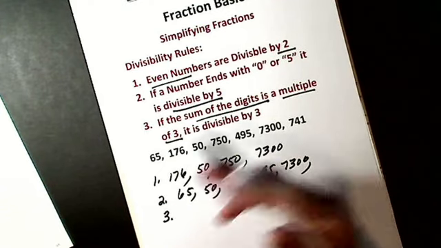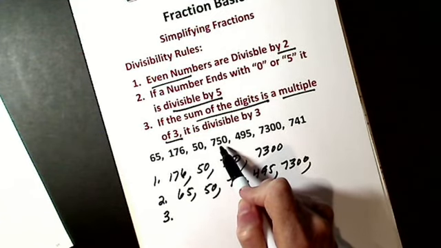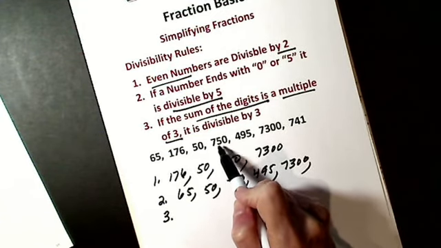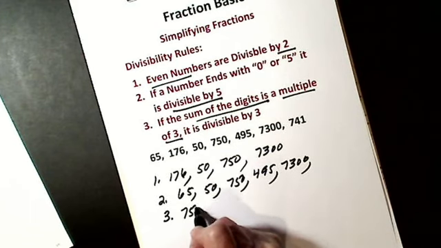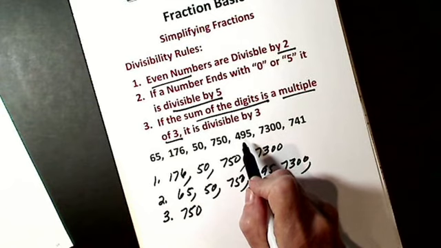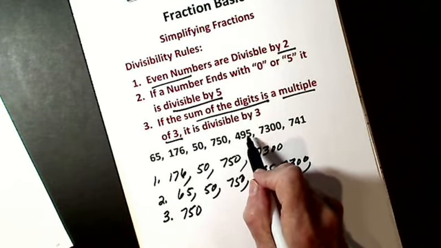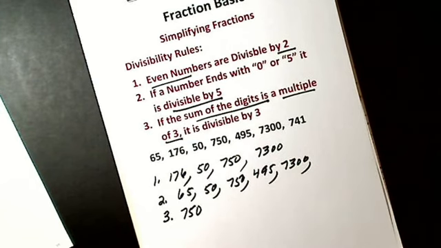5 and 0 is 5. Not divisible by 3. Is 750 divisible by 3? I add up my digits. 7 and 5 is 12. Yes, 3 does divide into 12. So 750 is divisible by 3. 495. I add up my digits. Any way you want: 5 and 4 is 9. 9 and 9 is 18. Does 3 go into 18 evenly? Yes. So 495 is evenly divisible by 3.